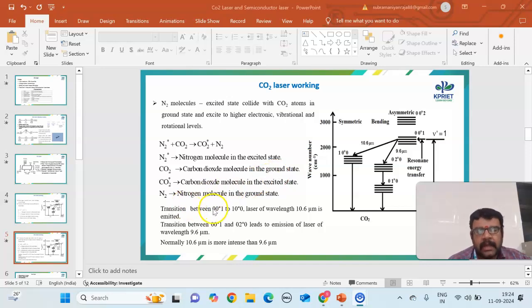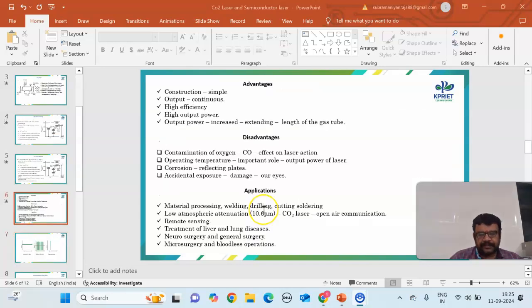So the transition between the vibrational states 001 to 100 emits a laser of wavelength 10.6 micrometer, whereas the transition 001 to 020 leads to emission of a laser of wavelength 9.6 micrometer. Normally we know that 10.6 micrometer is more intense than 9.6 micrometer. So by means of this energy transition between the molecules, we get the carbon dioxide laser beam as output. This is the principle behind the working of the carbon dioxide laser.